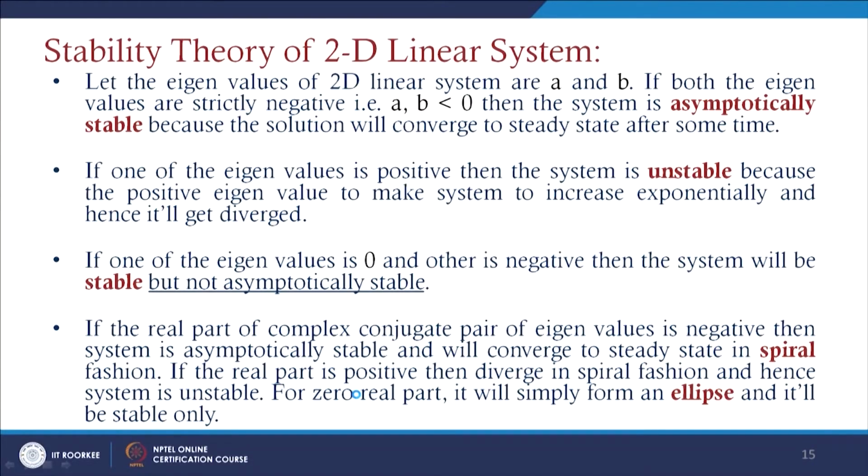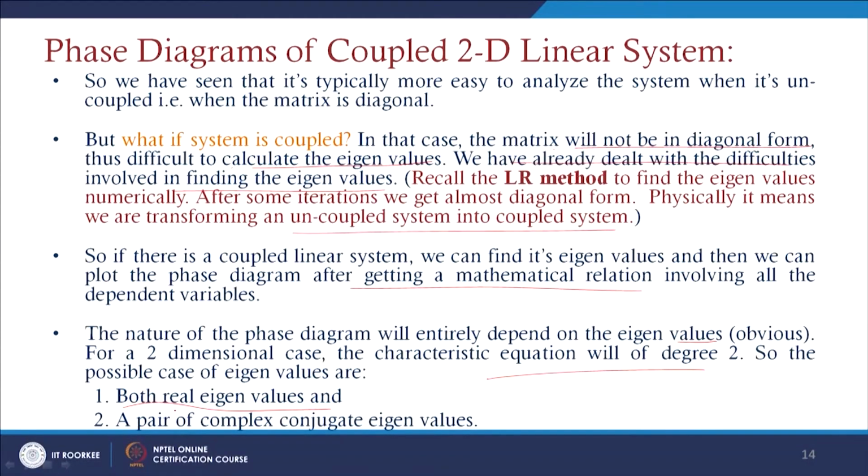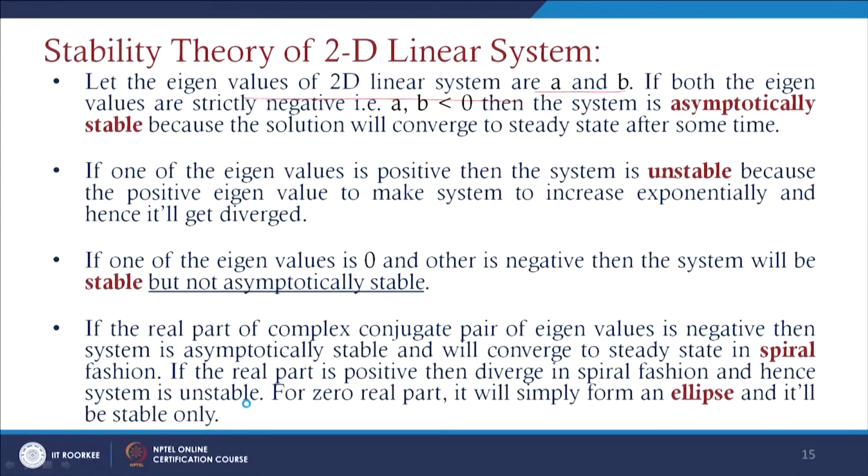And if we go for a theoretical analysis of this 2D linear system for stability, we first have to find the eigenvalues. So, let the eigenvalues of a 2D linear system be A and B. We first consider the case when the eigenvalues are both real. If both eigenvalues are strictly negative, then we have an asymptotically stable condition, because the solution will converge to a steady state after some time.